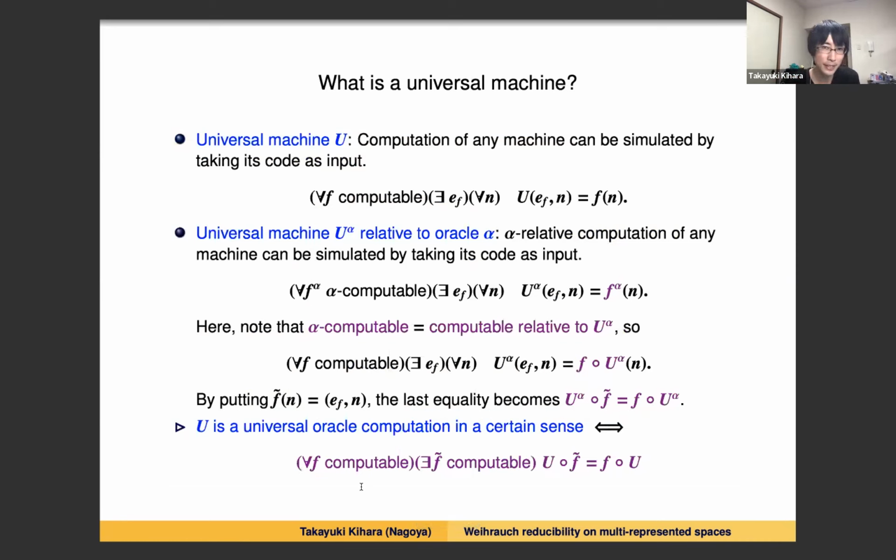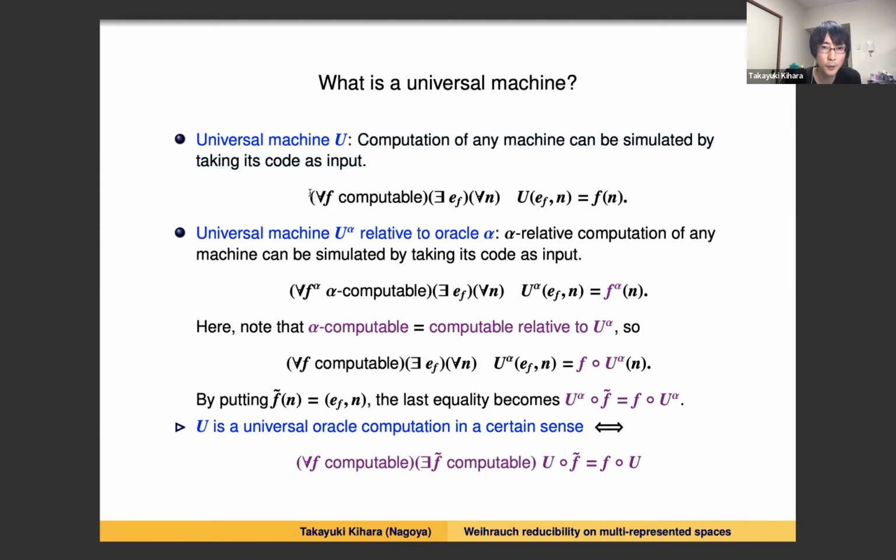Okay, so to explain this, to think about Weihrauch reducibility is to think about computability relative to a certain kind of oracle, which is to think about a universal machine relative to such an oracle. So let's first recall what a universal machine is. A universal Turing machine is a machine that can simulate the computation of any Turing machine by taking its code as input.